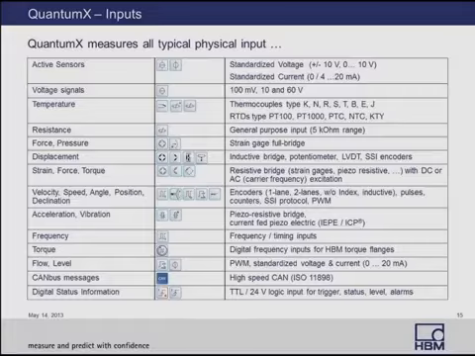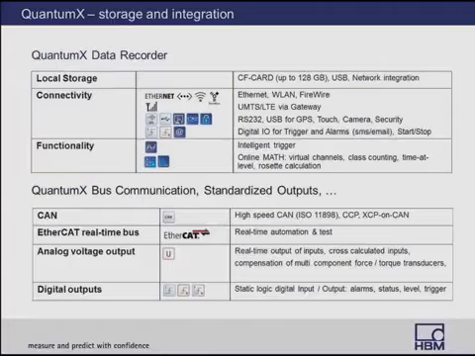Not only can QuantumX do analog input measurement and CAN bus measurement, it also has the capability of doing analog output as well as digital input and digital output. And overall, the QuantumX data acquisition system also supports data recording and various bus communication capabilities, such as EtherCAT, which is a real-time bus, and onboard real-time calculations of various types of channels.